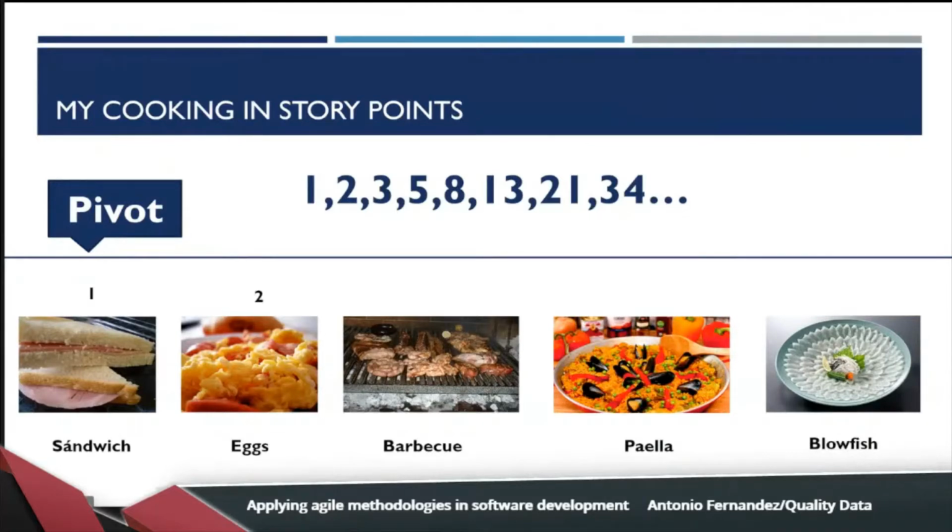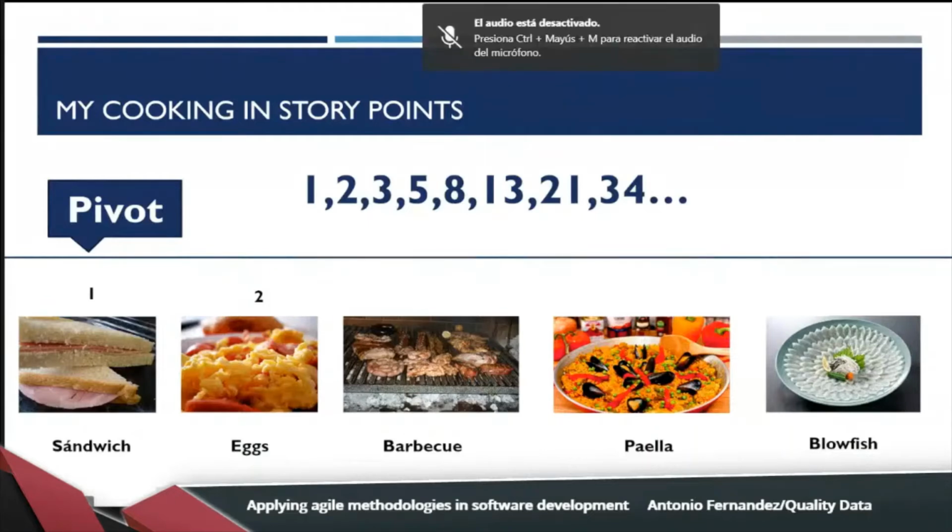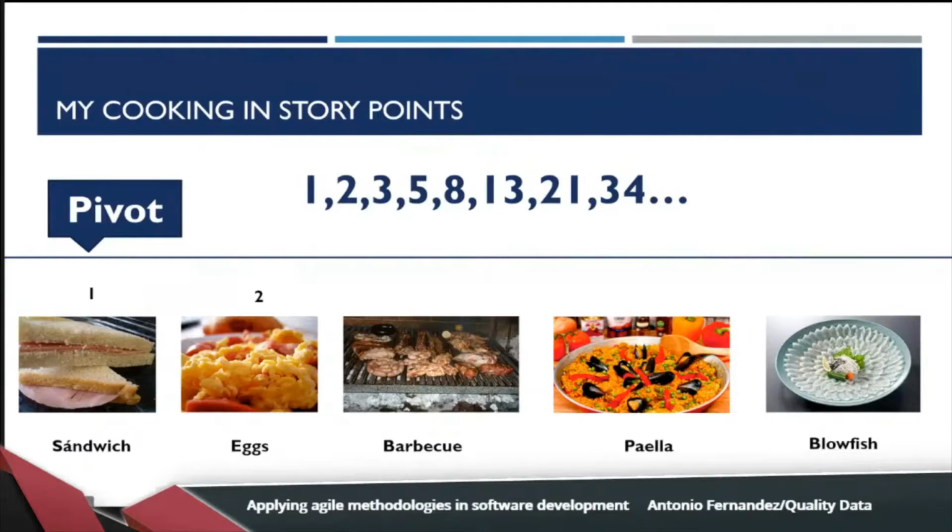After, I want to prepare a barbecue. A barbecue is a larger process than the above two. But I have no uncertainties here. I know all the tasks that I need to complete to obtain my result, my barbecue. I know that it's larger and involves more effort, but I have no uncertainty. I decided to put 5 story points on this activity.